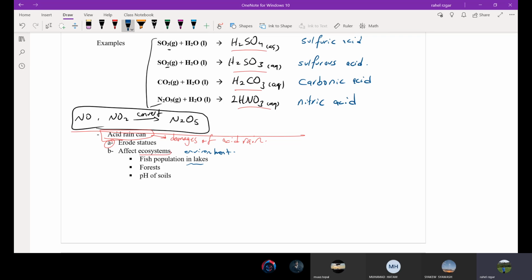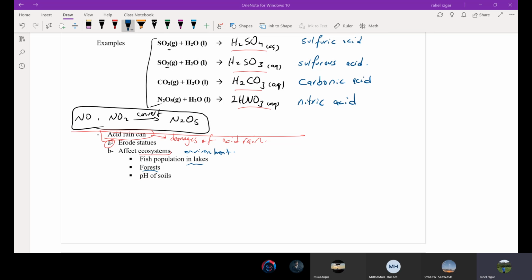They cannot grow. They cannot replicate. They cannot put eggs. That's why gradually the fish population will decrease and they will all die. That is due to acid rain. One more thing is forest. Okay, forest.